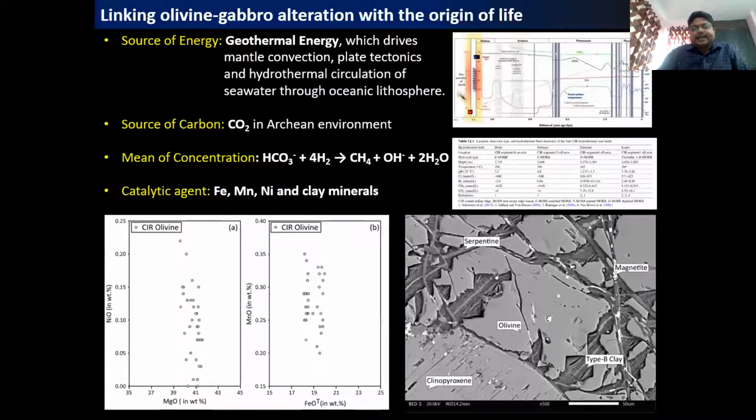That actually can occur in this environment, reacting bicarbonate anion with hydrogen to produce methane. Now, fourth is the catalytic agent. As I said, I showed you the example. The catalytic agent present here is Fe, Mn, Ni, and also the clay minerals.